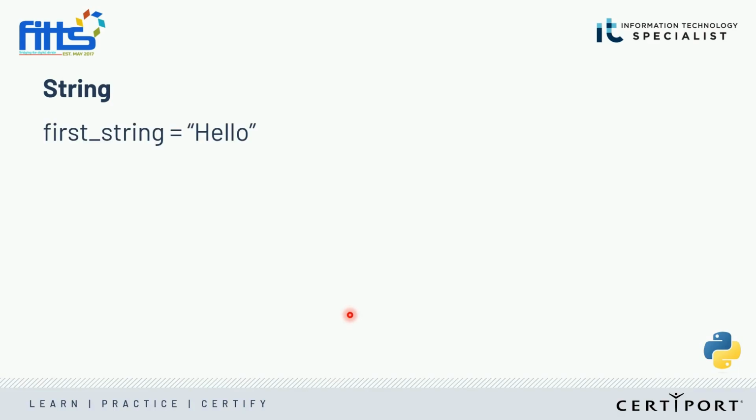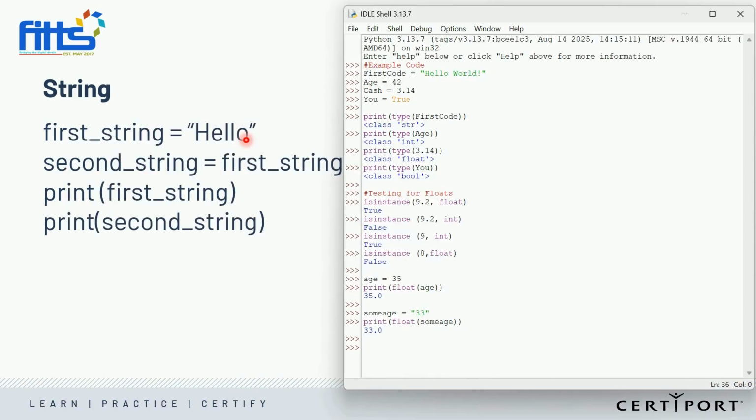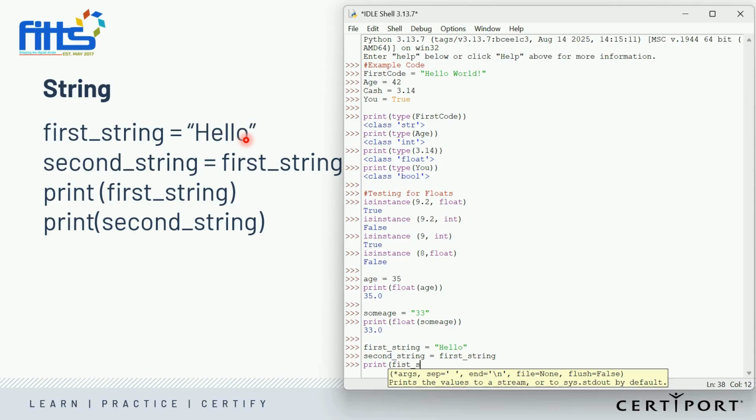So if our first string here is equal to hello, and our second string we are saying is the same as the first string, and we decide to print the first string, then we're going to get a hello because it's still the same. Okay, and when you print the second string, you should still get the hello. So let's test that out. So I've got my first string, which is my what? Hello. Then my second string, which should be equal to my first underscore string. Then I want to print my first string.